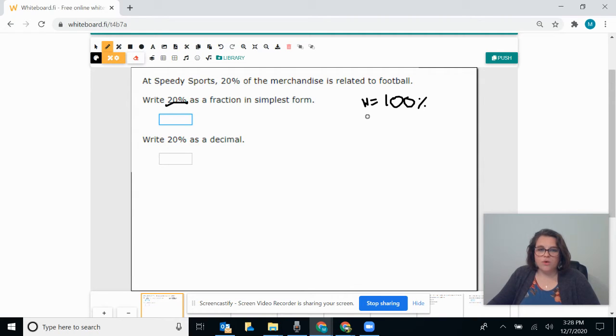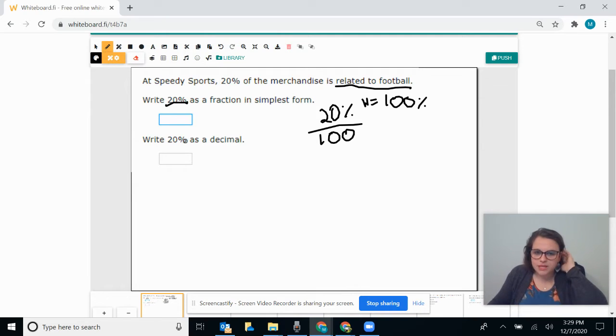Okay, so to write a fraction, you could say that it's 20% that's related to football over 100%. Okay, that would be the fraction answer.